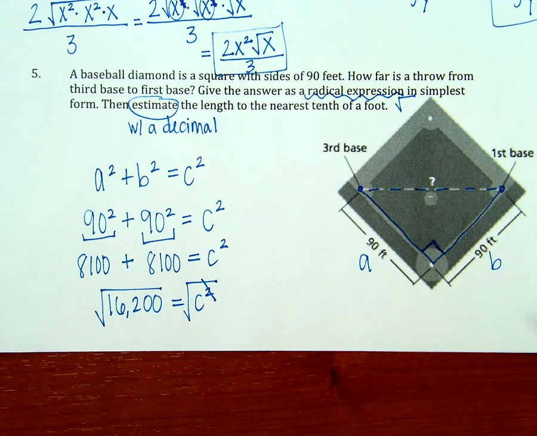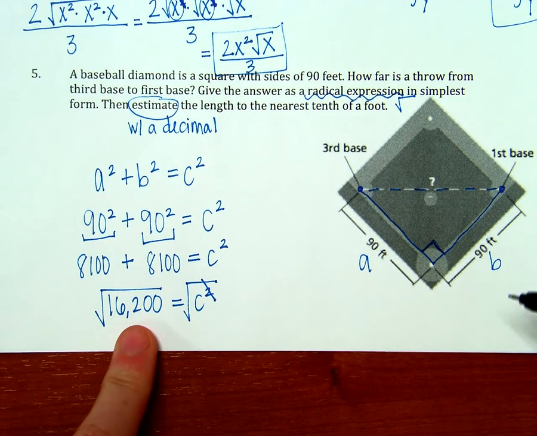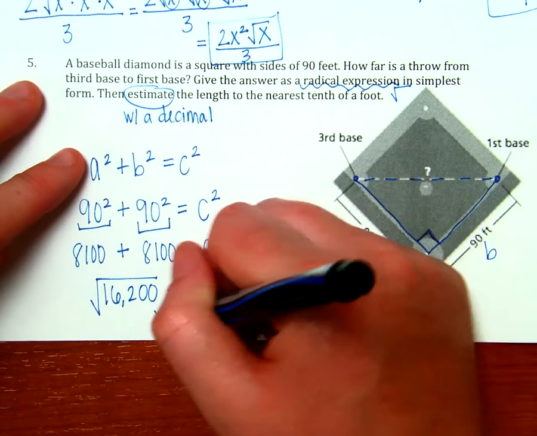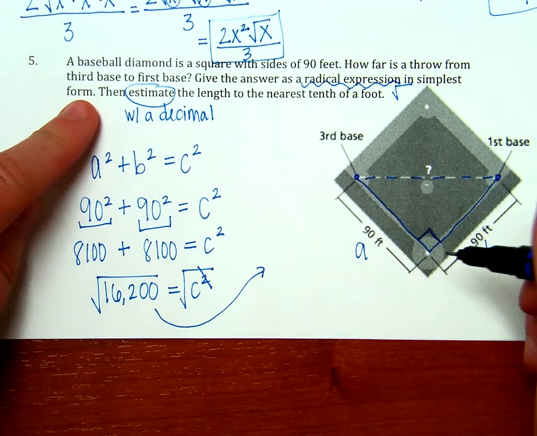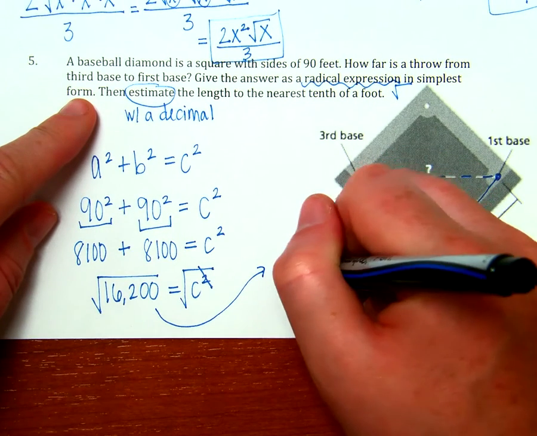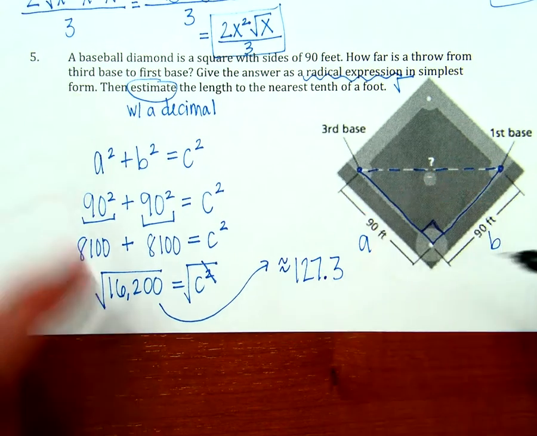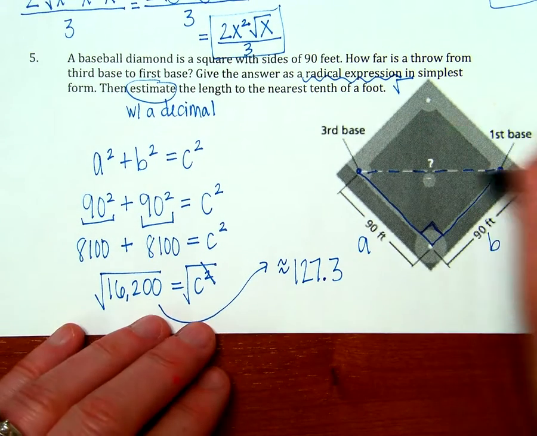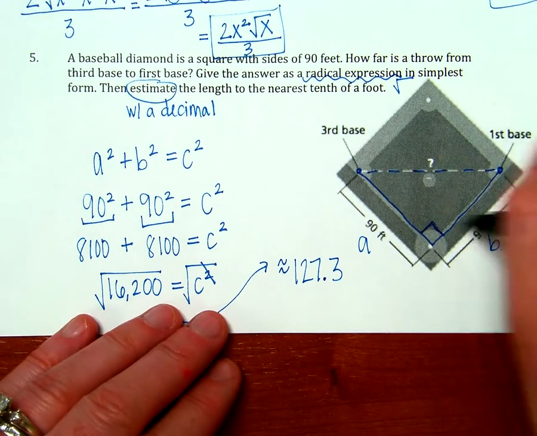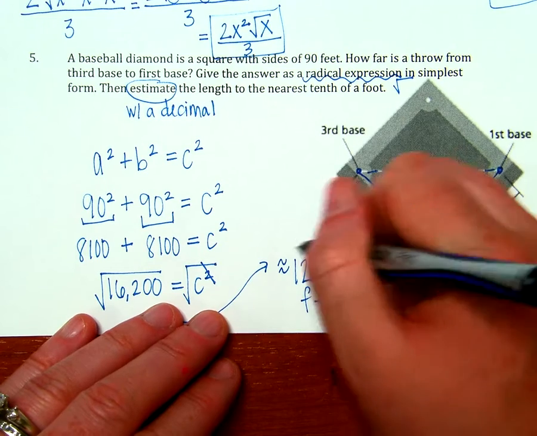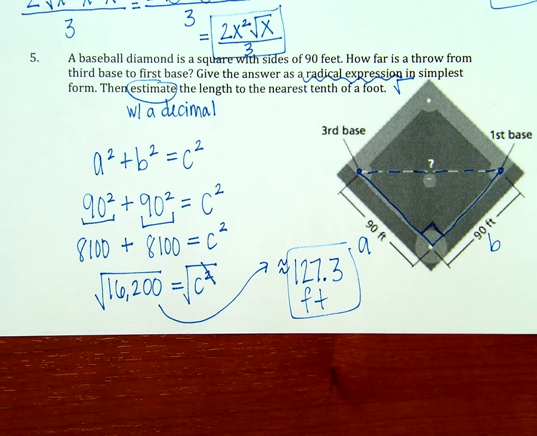If you type in the square root of 16,200, you'll get a decimal, but they said that was acceptable here. And you will get approximately 127.3 for that. And let's see, this was a distance across here, and they were working in feet. I can see that from the picture. So 127.3 feet would be an acceptable answer for number 5.